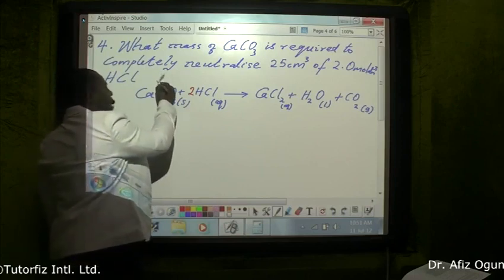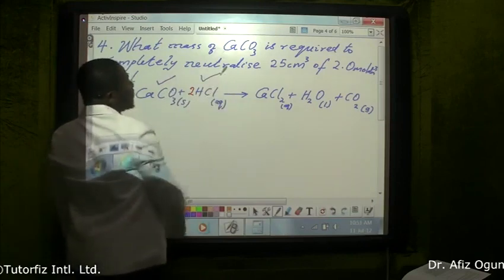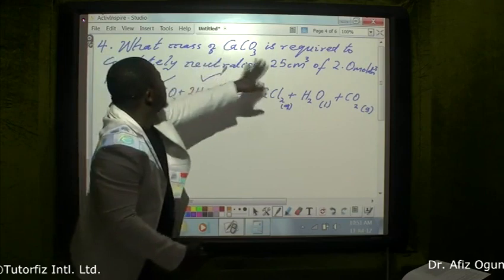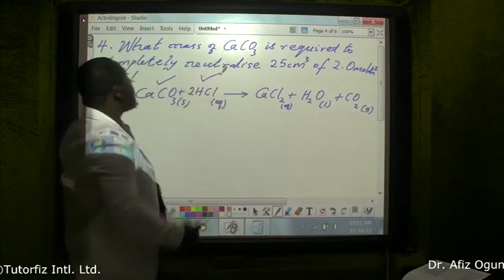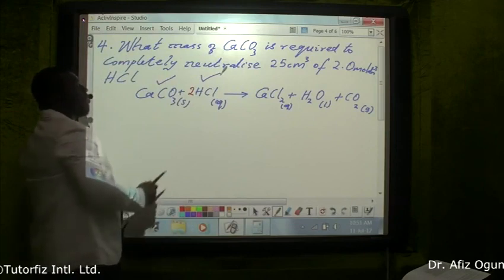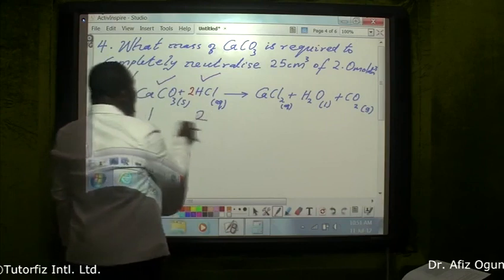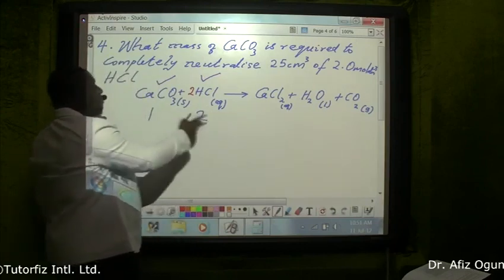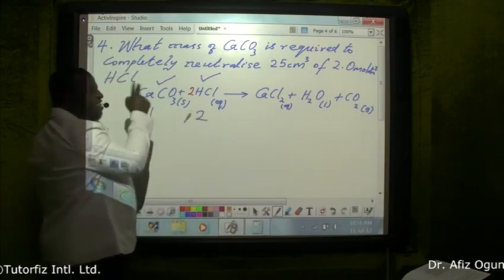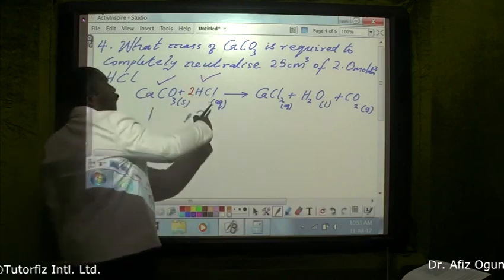I am looking for how much of this will neutralize this, because this is a base and this is an acid. Now, I know that their ratio is 1 to 2. Every 1 mole of calcium carbonate I have, I must have 2 moles of HCl in this reaction. If I have 1 million mole of this, I must have 2 million moles of this.